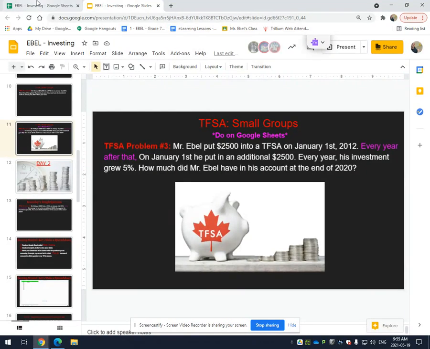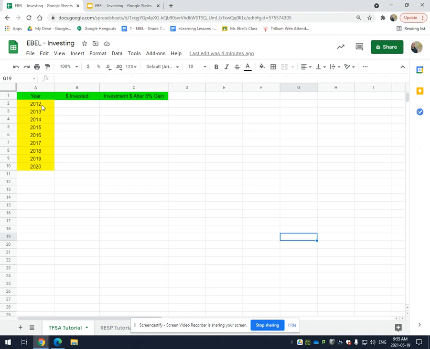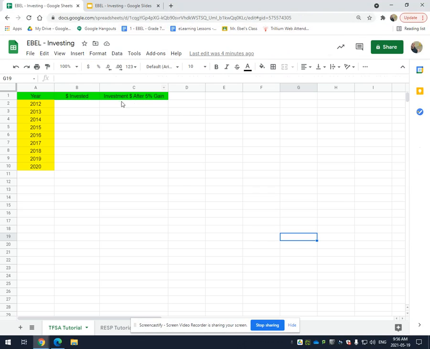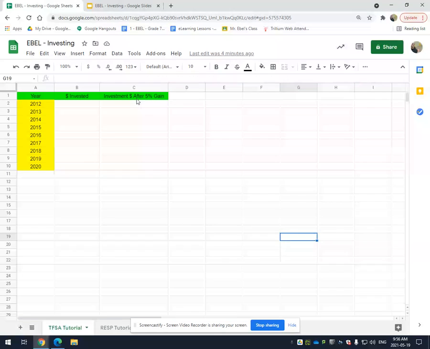Okay, so the first thing we're going to do, which is very easy, is just put the year range in. So we know I started in 2012, I ended in 2020. So that's the easy part. Then we also need to format the columns. And a lot of the time just knowing how to do this will kind of guide you along with the problem. So obviously the year right here, the amount I invested, which is $2,500 at the beginning of every year, and then the investment money after a 5% gain.